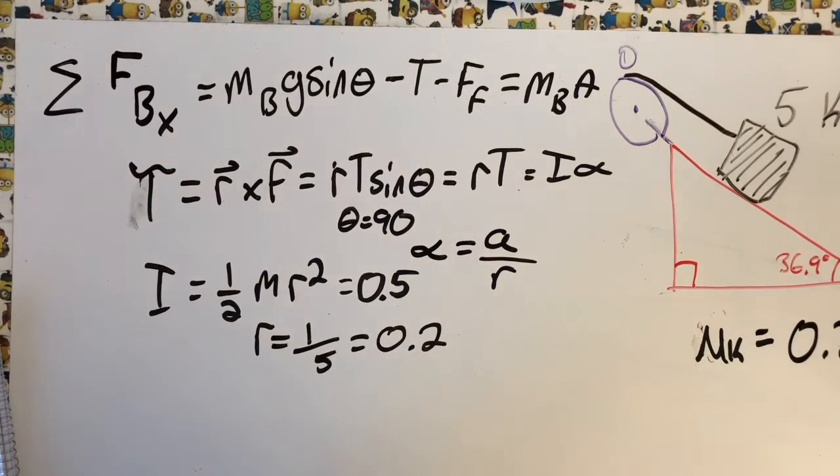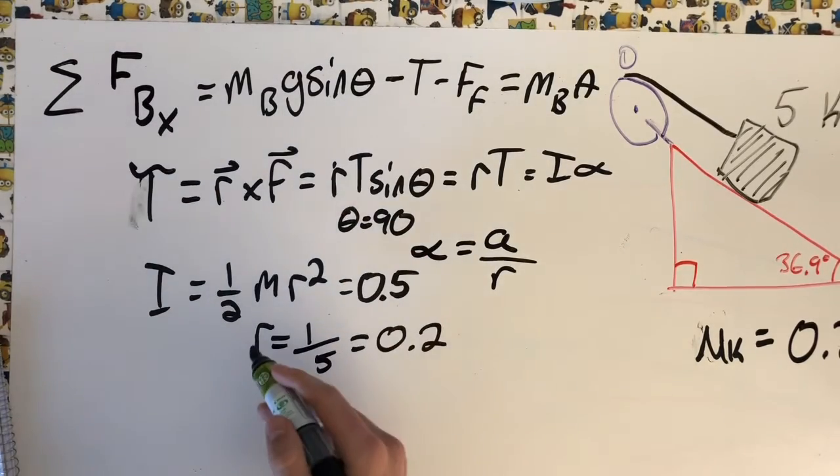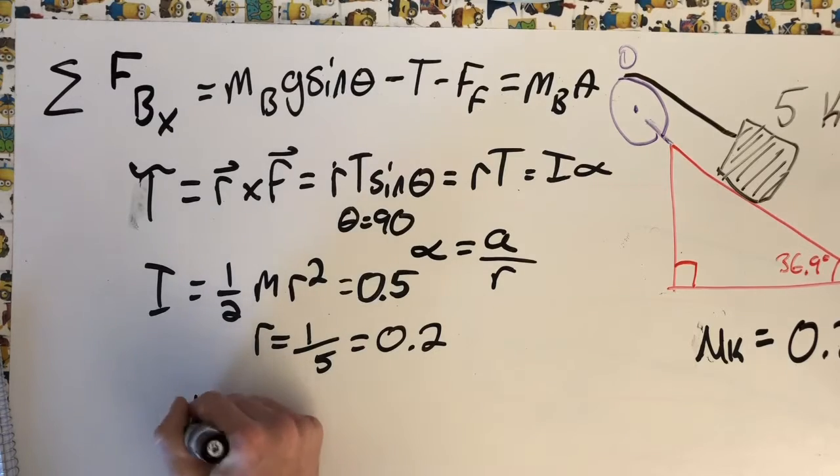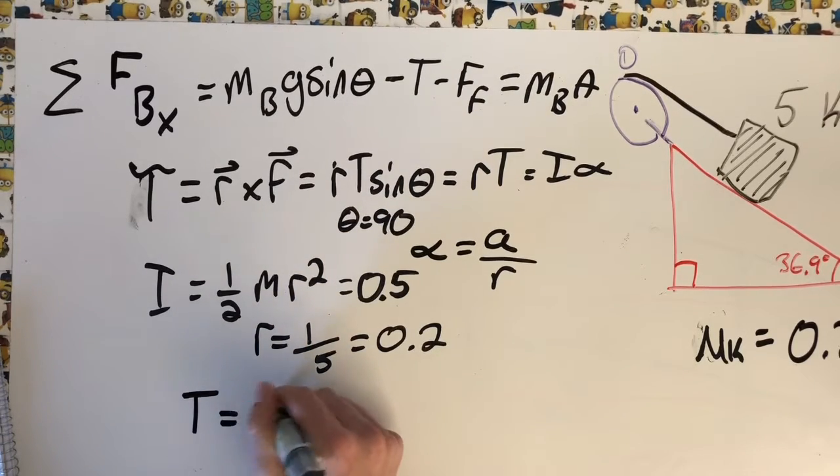Then you get the tension. You move some stuff around, and you get that the tension is equal to moment of inertia times acceleration over r squared.